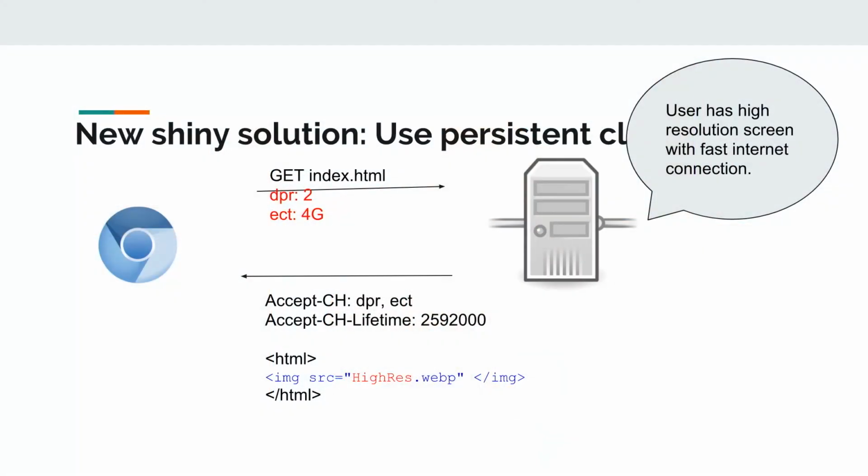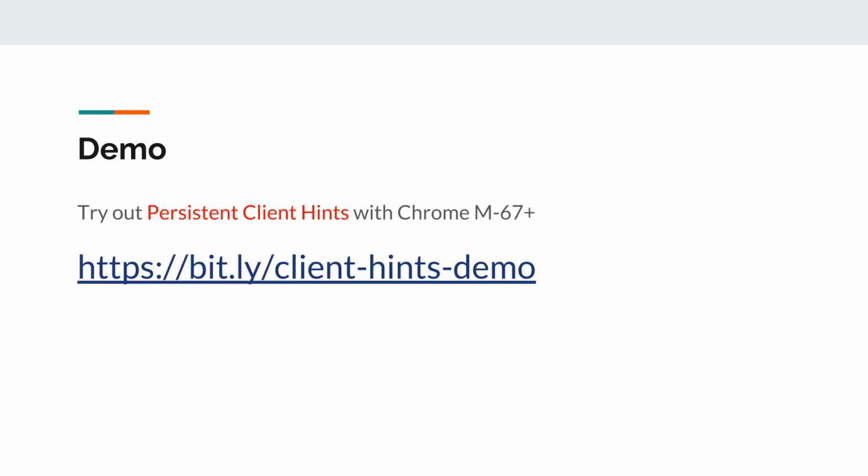And then the server can change the content of the HTML. So for fast users, the server can attach a high resolution image instead of a low resolution image. If you're interested in this, you should try out the demo on bit.ly/client-hints-demo.